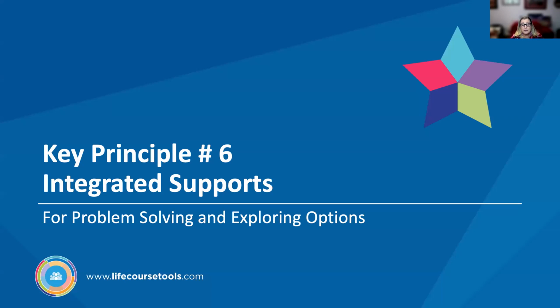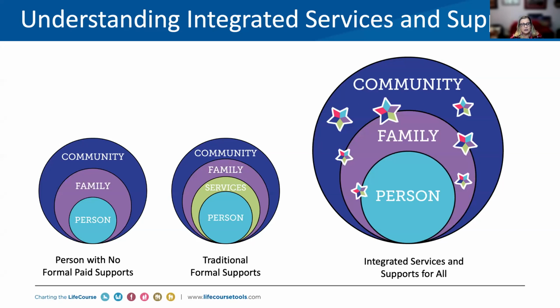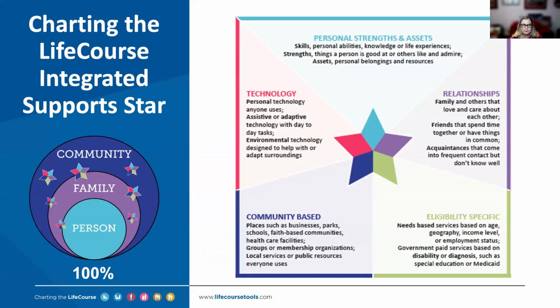And then principle number 6, and one of my favorites and one of the most important, I think, is integrated supports. And so you see this star icon up there. So remember the stars from earlier. We talked about a person with no paid formal supports. We talked about traditional formal supports. And then we talked about what our vision is, that everybody has those stars throughout their life in different parts of their life, so that they get support when and where they need it, but not necessarily separating them from the things that are important to them.